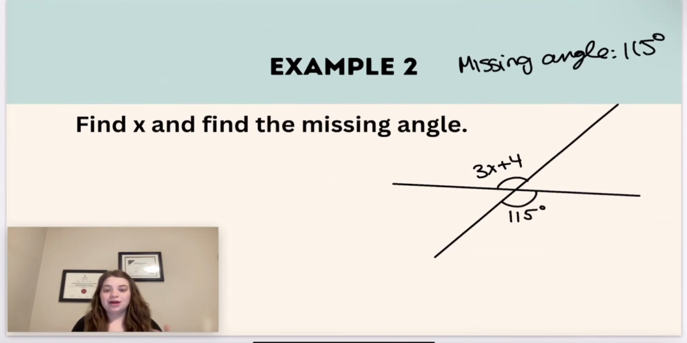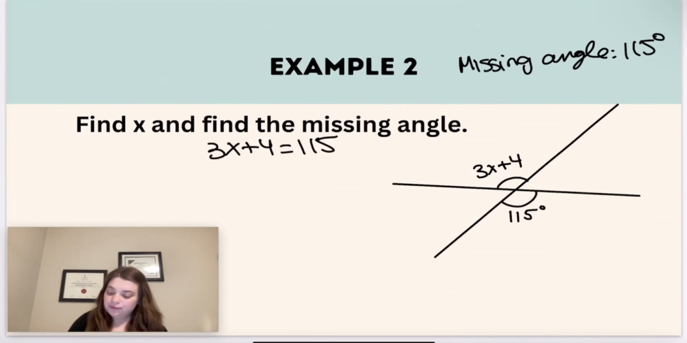Now, how about finding x? To find x, we must say, well, the angles are the same. That means 3x plus 4 must be equal to 115. And then we just solve this the way we would solve any two-step equation. I do have an entire middle school math video on solving two-step equations if you'd like to do more practice on that. But I will briefly go over that here as well.